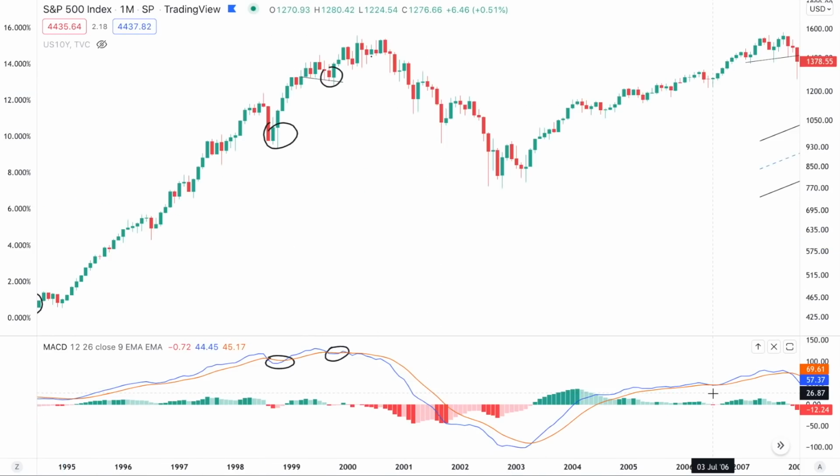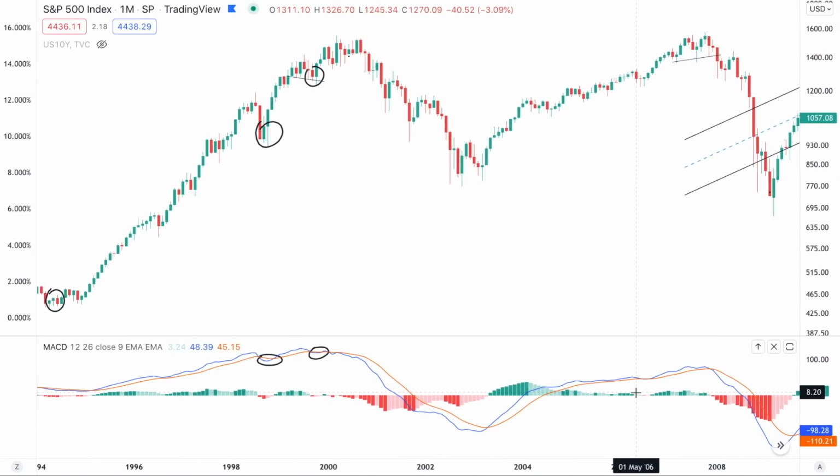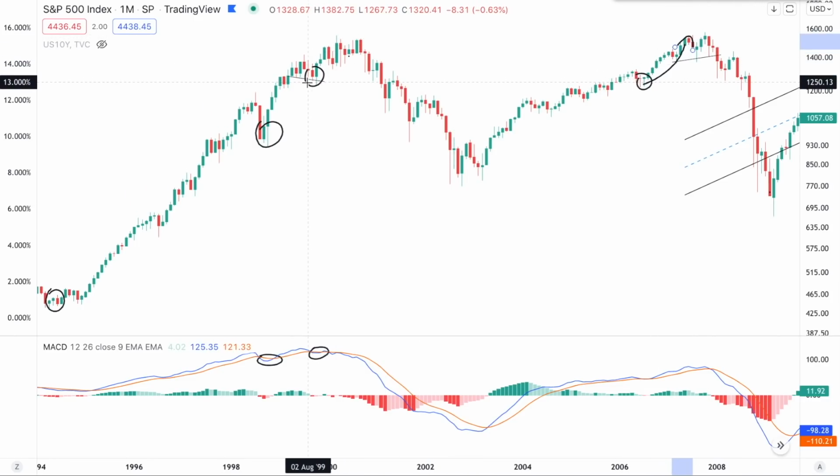Here in 2006, you had what looked like a crossover. You had the blue line just under the orange line. You can't really see it here, but it was almost a crossover, and that marked again the bottom and the beginning of the final bull run to a bull market top. So similar to 1999.